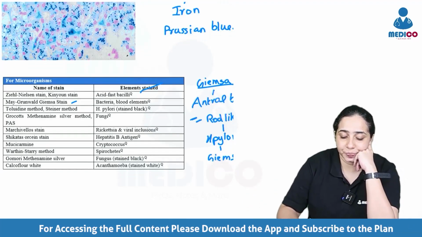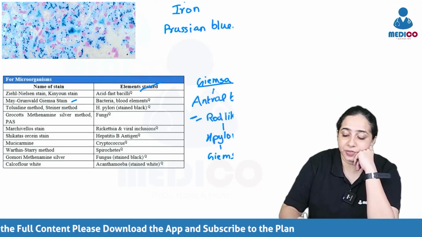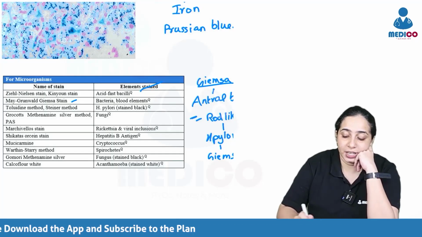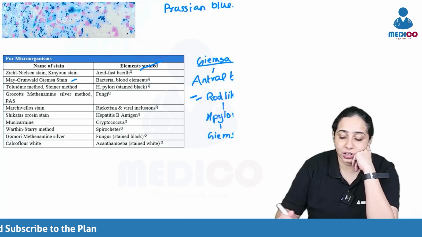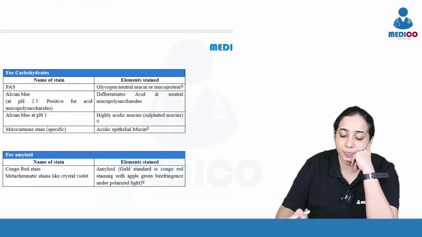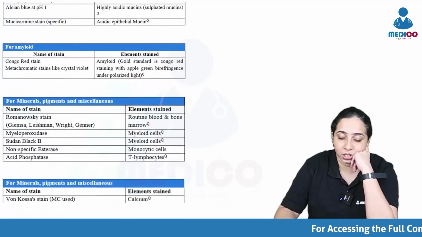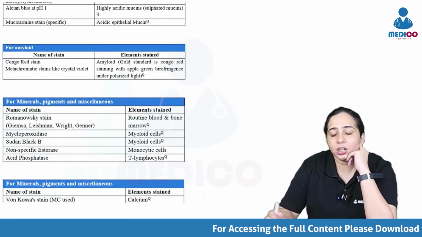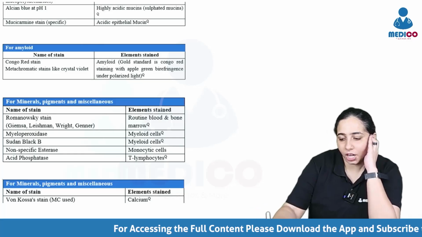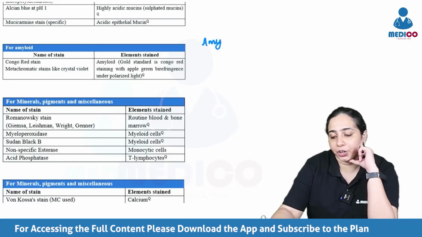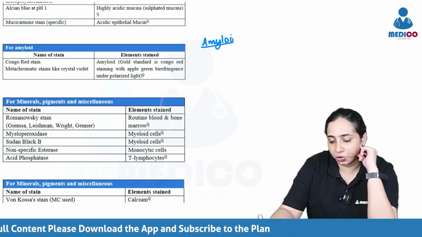Then again, toluidine blue, Steiner for H. pylori, then PAS for fungi. You just have to learn this. Then PAS, you have glycogen or neutral mucin, Alcian blue for acidic mucin. Then Congo red, stains for amyloid. You have Congo red.